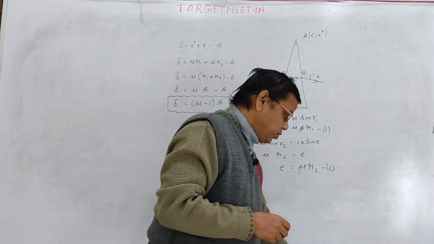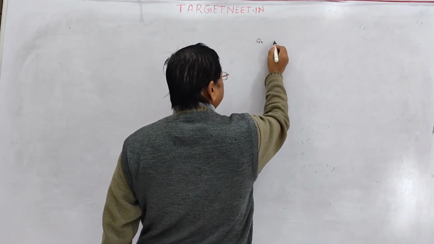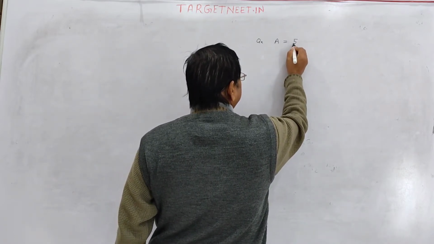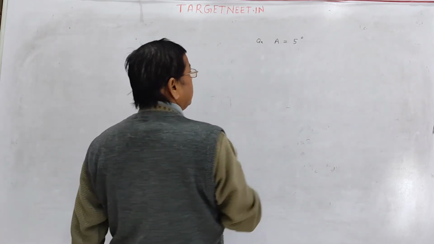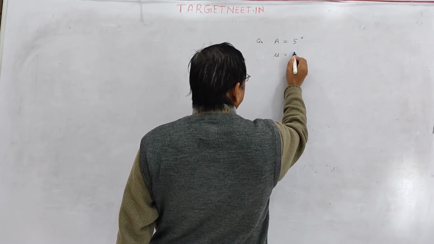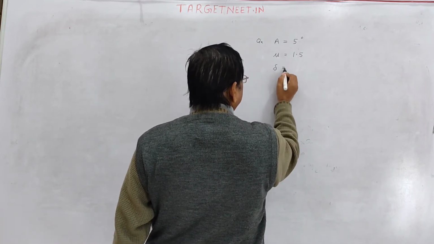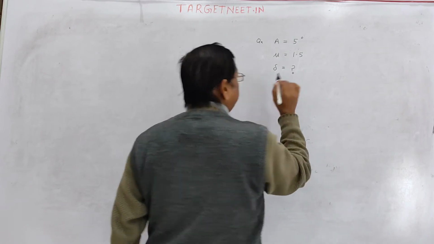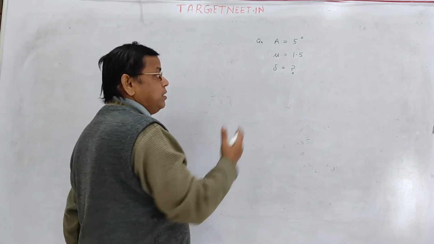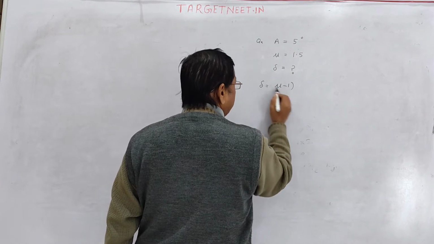So let us see one question on this. Question: suppose it is given that angle of prism is 5 degree. Refractive index is 1.5. Then find angle of deviation. And prism is thin, angle of incidence and emergence is very small. Means in case of thin prism you have to find angle of deviation. So formula is mu minus 1 into A.